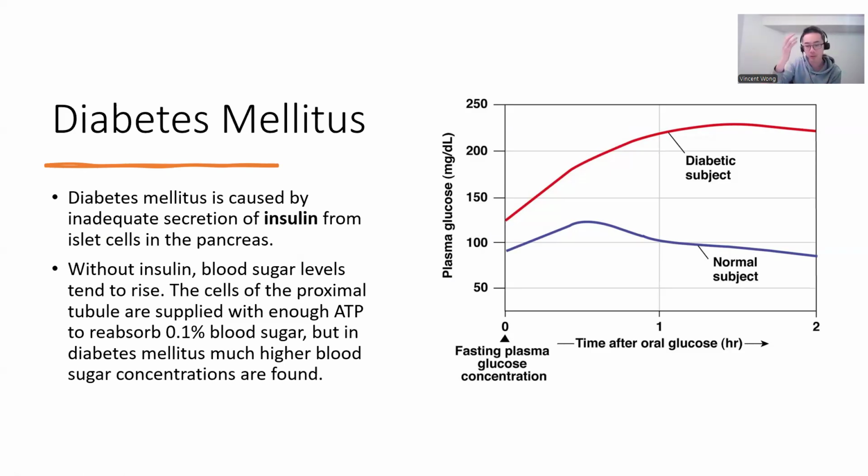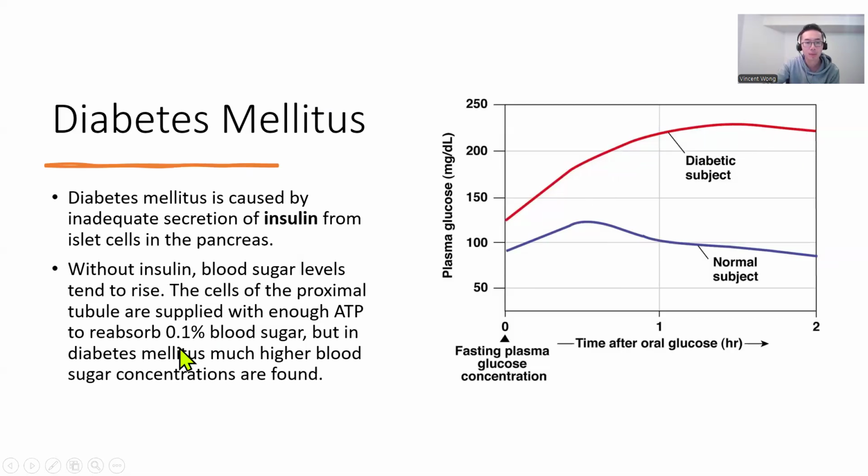Either way, type 1 or type 2, you cannot regulate your blood sugar, because of either a lack of insulin in type 1 or resistance to insulin in type 2. For normal individuals, after they take in glucose, the glucose level drops because insulin helps absorb the glucose into the body cells. But in people with diabetes, the blood sugar will continue to go up.